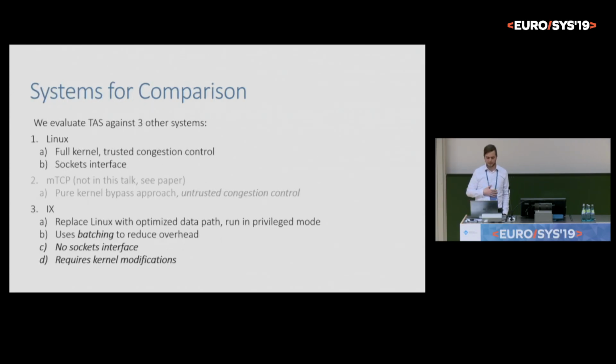We compare against 3 other systems, only 2 in this talk. First is Linux, which I've already discussed. The other is IX. IX replaces Linux's network stack with its own optimized data path run in a privileged mode. It uses batching to reduce the overheads of going in and out of this privileged mode at the cost of higher tail latency. IX also does not provide a sockets interface, which means it requires application modification to run, and it also requires kernel modification to support this extra network stack in privileged mode.